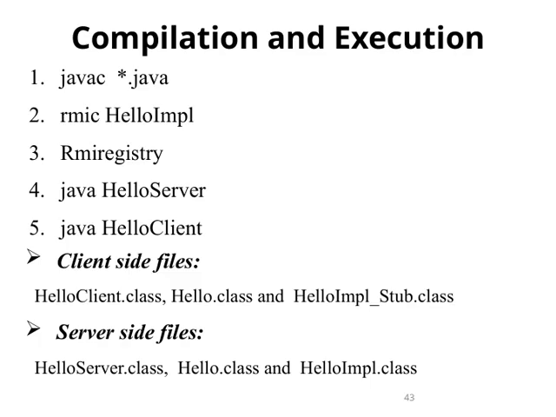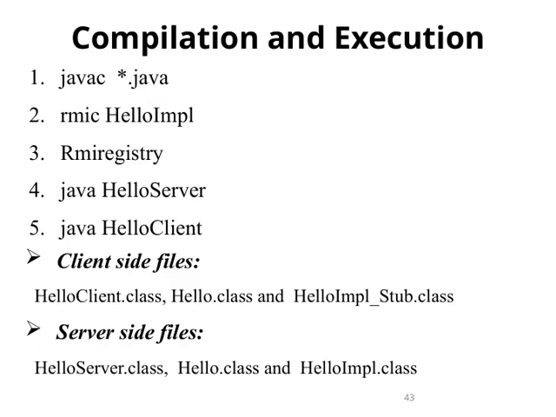Then, we start the RMI registry with rmiregistry, which acts as a directory service where clients can look up remote objects. Once the registry is running, we launch the server with java HelloServer. This server hosts our remote objects and registers them with the registry. Finally, the client connects to the server by running java HelloClient.